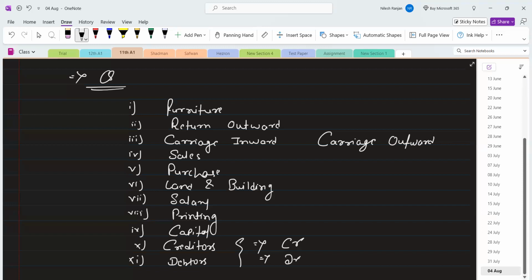Debtors means that we have sold goods to someone on credit basis, and now we have to receive the amount. So that is debtors. So debtor is an asset for us. That's why it is debited. It is not like that debtors spelling starts with D and ends with R, that's why it will be debited. It is not like that.